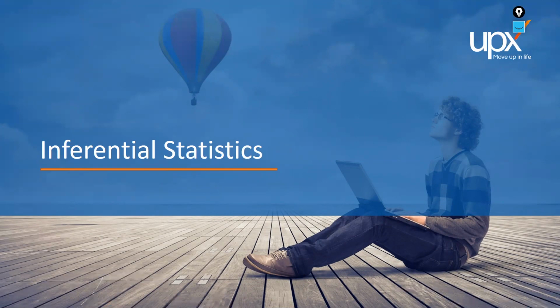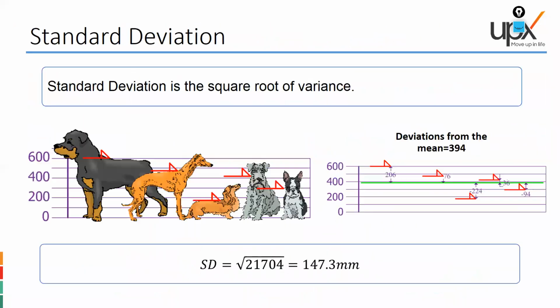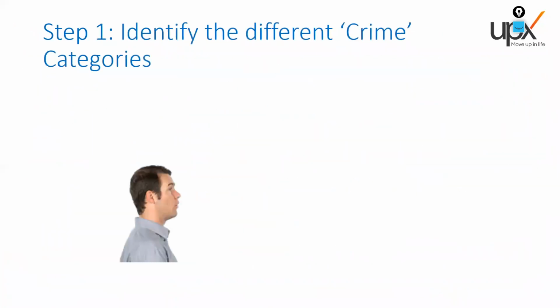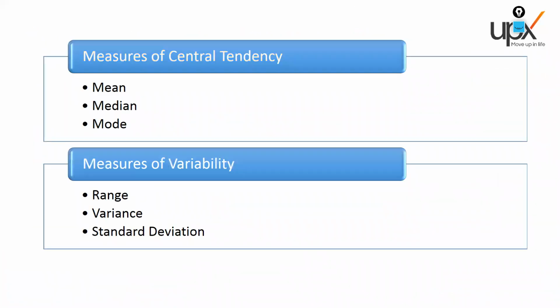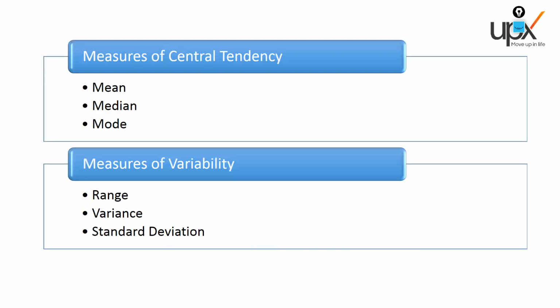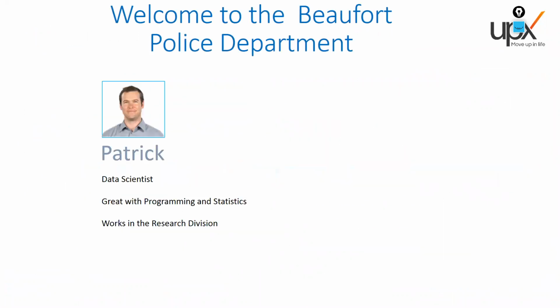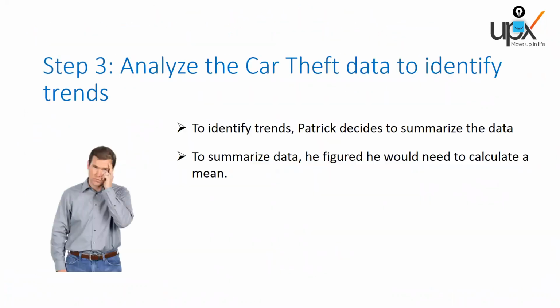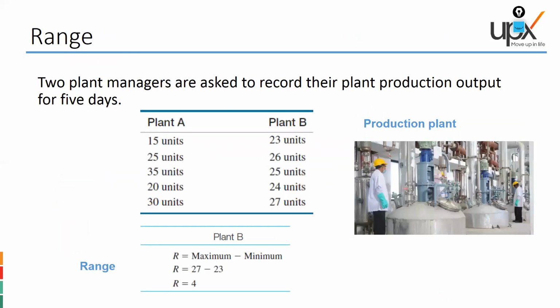Now in today's recording, we're going to look at the second branch of statistics, as we already saw. What are the two branches of statistics? Descriptive statistics and inferential statistics. Descriptive statistics is by far what most people know and understand. Now we are looking at inferential statistics: drawing conclusions about the population based on sample data. So that's the branch we are going to dedicate this recording to. Let us get right into it.